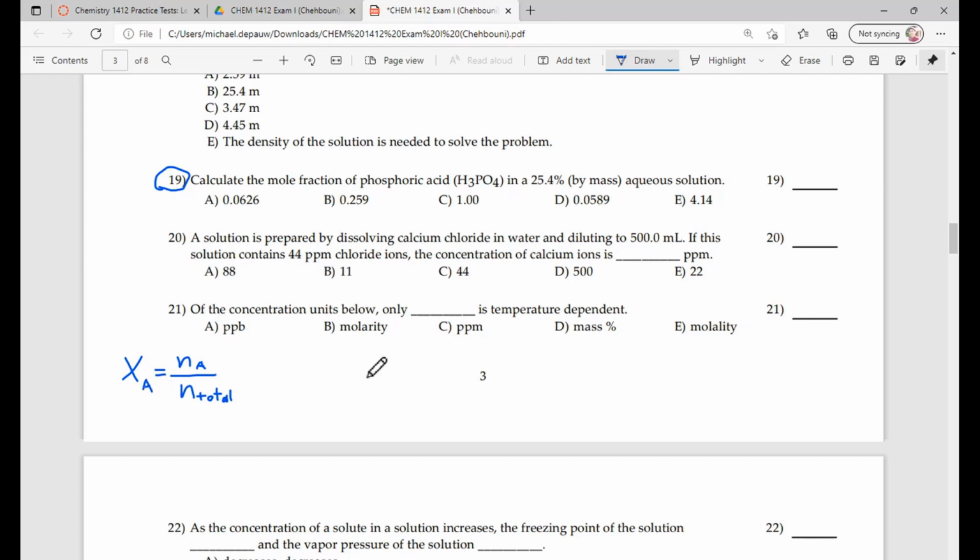Now in this case, I'm given percent by mass, and it's an aqueous solution. So percent by mass, percent means parts per how much? Parts per 100. So basically 25.4% can be written 25.4 grams of phosphoric acid over 100 grams of solution.